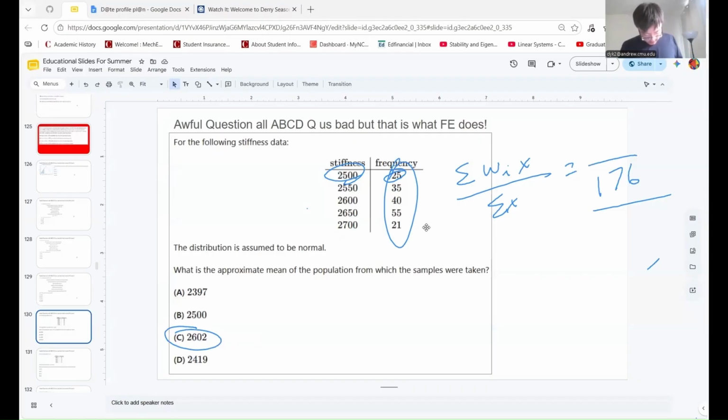Well, for some reason, my calculator shows 2603, but I think it might be a rounding error from the question itself, and we'll double check the numbers. Yeah, I don't see a mistake in my numbers, so it must be a rounding error that they created.